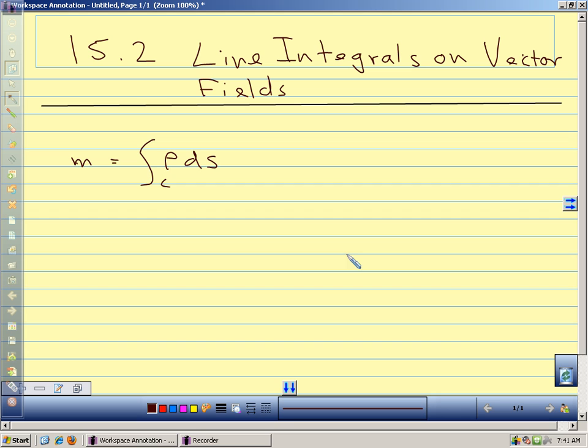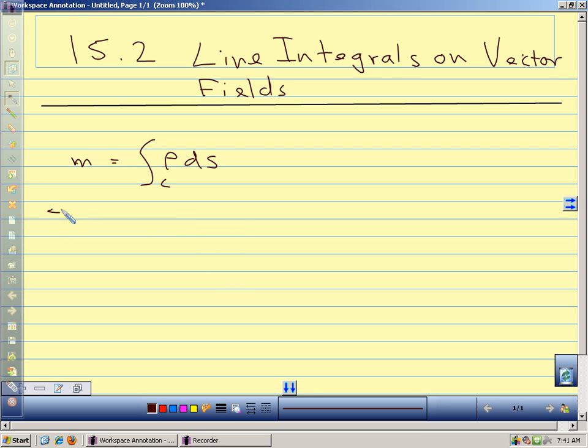All right, so today we're interested in finding the line integral over a vector field. Yesterday we wanted to integrate some scalar function over a specific path. Today we're interested in integrating the component of a vector in the direction of our path over the path. So rather than the scalar function, we want to integrate the component of a vector in the direction of our path.